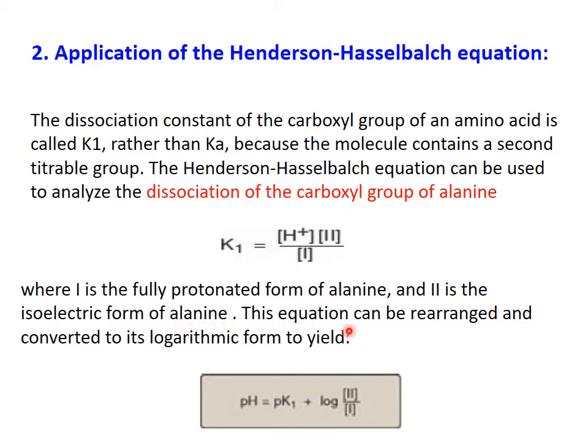This equation can be rearranged and converted into logarithm form to yield this. pH is equal to pK1 plus log of the second form divided by the first form. The second form was the isoelectric form and the first form was the fully protonated form.